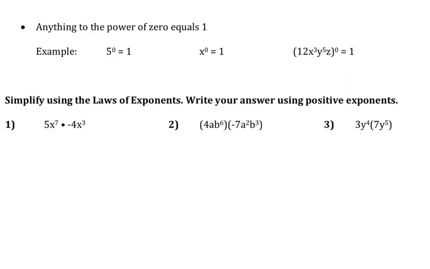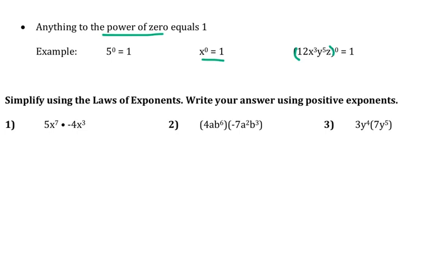The last kind of rule that you need to know is that any number to the power of 0 equals 1. So 5 to the 0 power is 1. That's kind of hard because a lot of people want to say that it's 0, but it's not. It's 1. There's reasons why, but you can just know that x to the 0 is 1, 5 to the 0 is 1. If we've got this quantity in parentheses to the 0 power, it's 1.